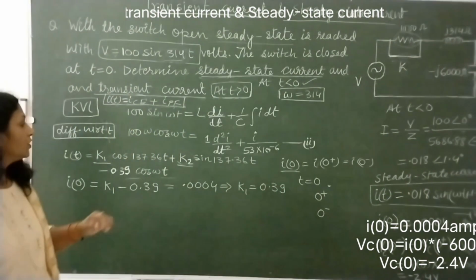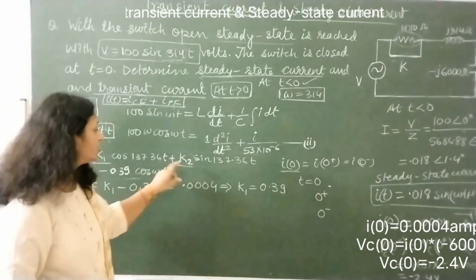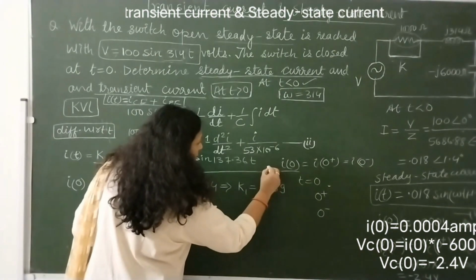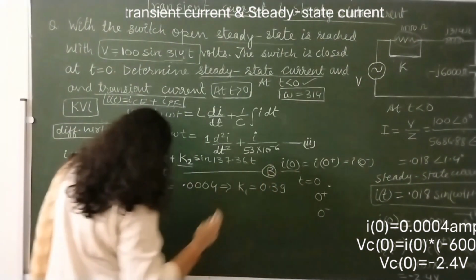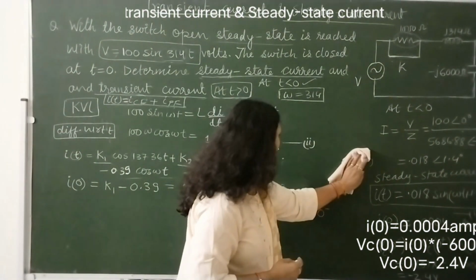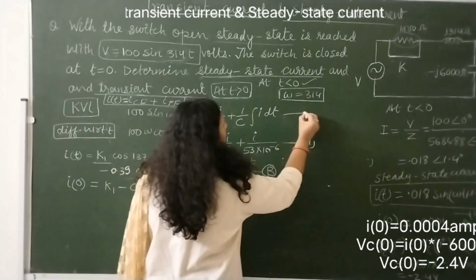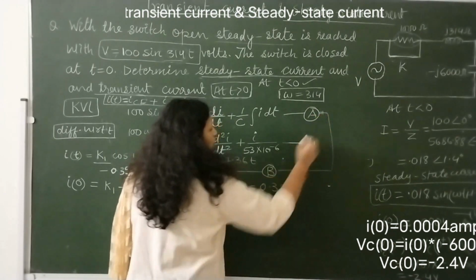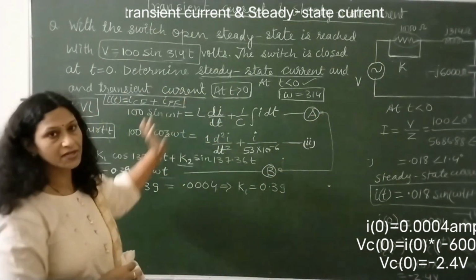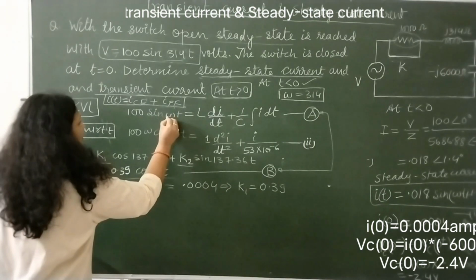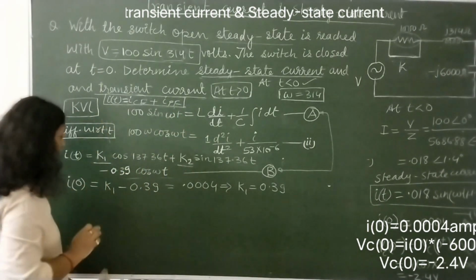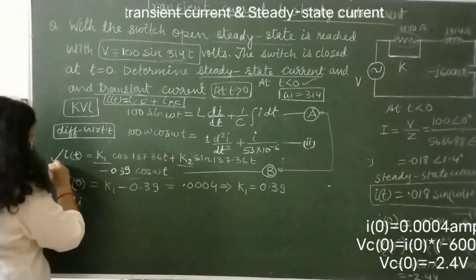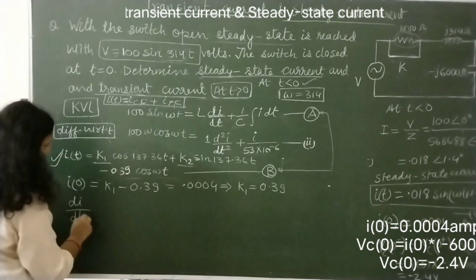0.39. Okay, to find the another constant, we will differentiate this complete solution. Suppose this equation is equation number B, and this is our equation A. These two equations play very important role in finding the transient current. This is equation that we got by applying KVL at t greater than 0. Okay, so differentiate this equation of transient current with respect to t.